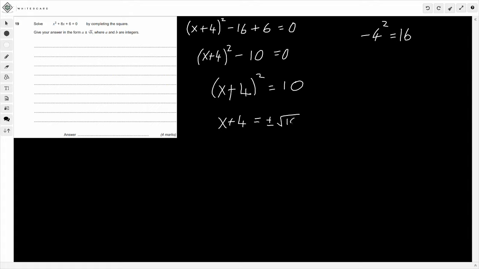Like so. And then finally, we can write x as being minus 4 plus or minus the square root of 10. And there we have it. We have solved a quadratic equation here by completing the square. So this is your final solution. So a is minus 4 and b is 10. And there we have it.